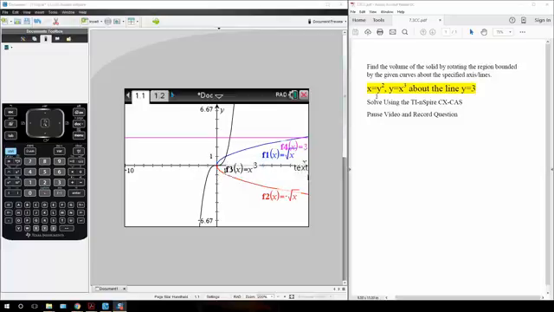So x equals y squared, we can say is y equals plus or minus the square root of x. So the blue is going to be positive square root of x, red is going to be negative square root of x. Y equals x cubed is a black line. And about the line y equals 3. Y equals 3 is this. So we want to find the volume of a solid by rotating about the line y equals 3.